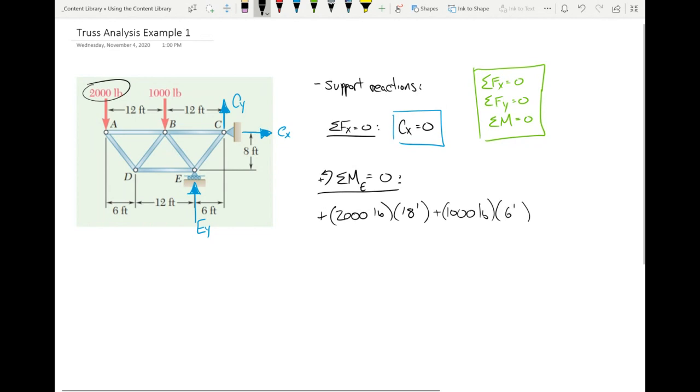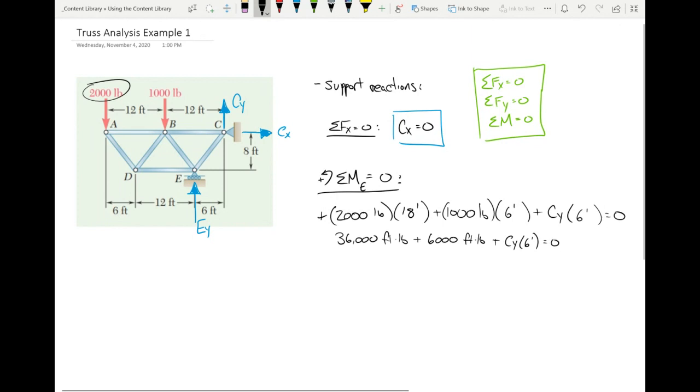We've got the Cy. Cy looks like it is also generating a rotation going this direction. So plus Cy times a moment arm. I think that's also 6 feet. I'll just walk us through there. So here's our equation. So what do we got? We've got 2,000 times 18. That's 36,000 foot-pounds plus 6,000 foot-pounds plus Cy times 6 feet is 0.